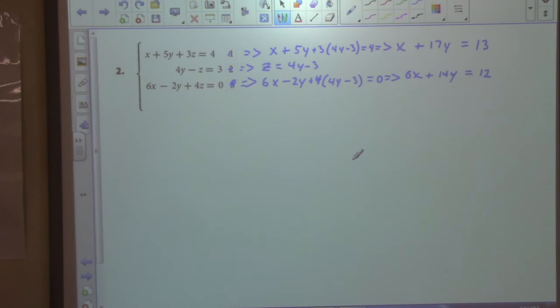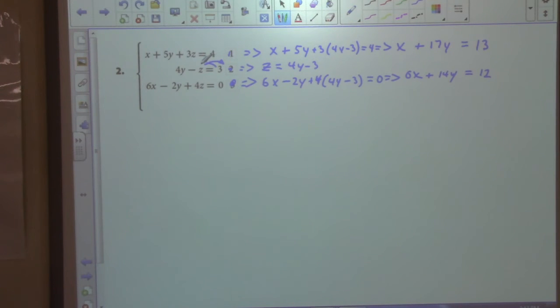Yes, Marcus? How does z become positive if you never move it over? Because it's negative z, but then... Because you subtract 4y, so it'd be z equals negative 4y plus 3, but then you divide it all by negative 1, so it'd be z equals 4y minus 3.